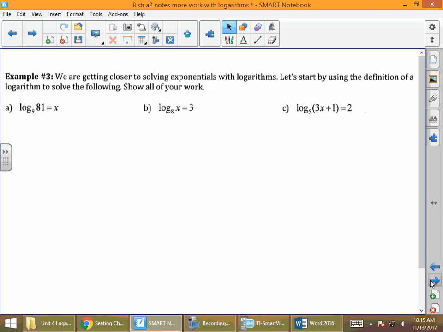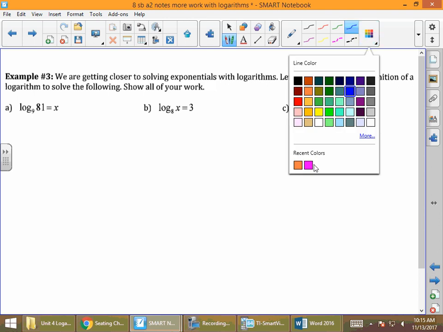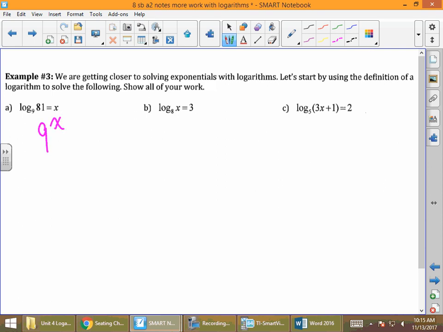Well, what we're going to do is convert this logarithm back to an exponential. So this one's going to become 9 to the x equals 81. A logarithm is another way of writing an exponent. What the logarithm equals is an exponent. If you've been doing the quick recalls, this should be very quick for you. What does x equal? 9 squared equals 81.